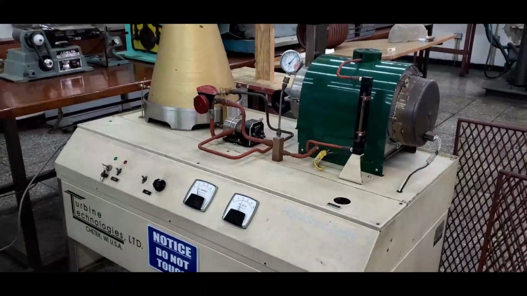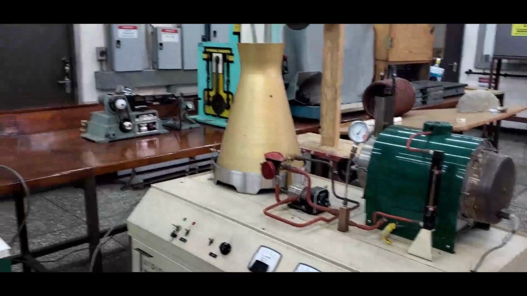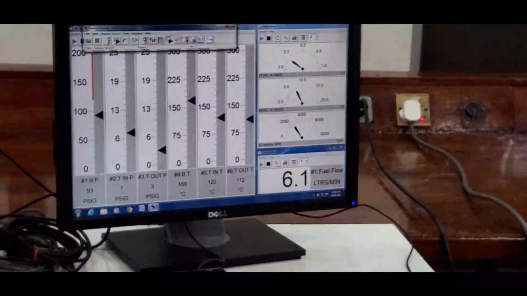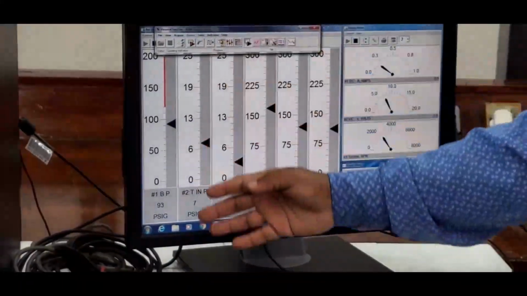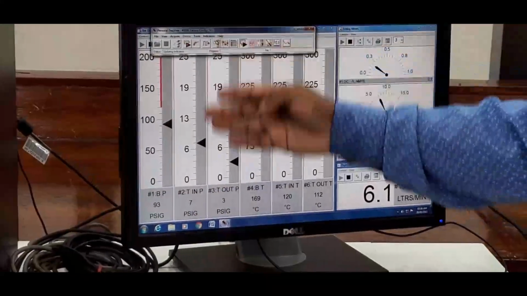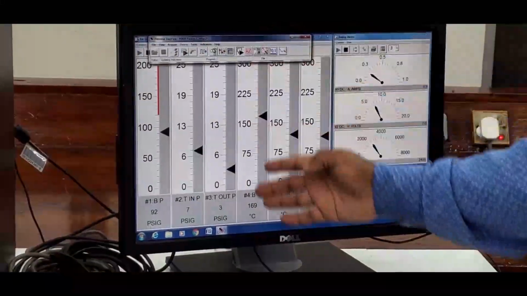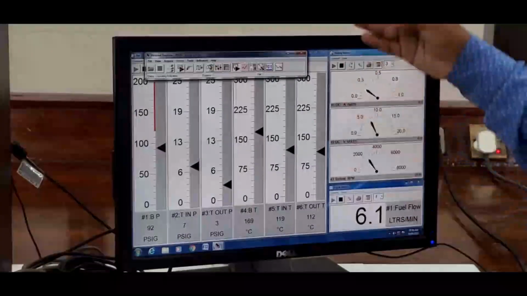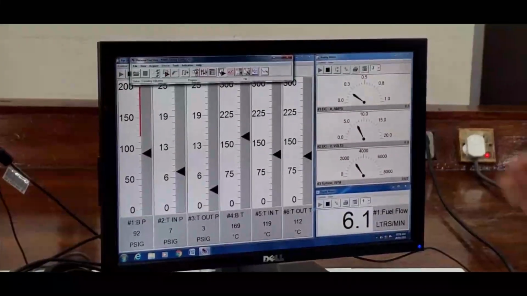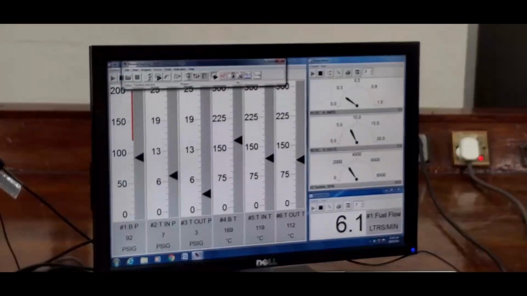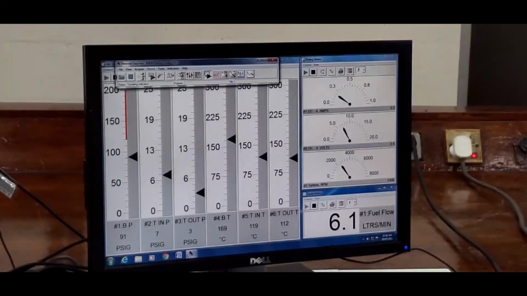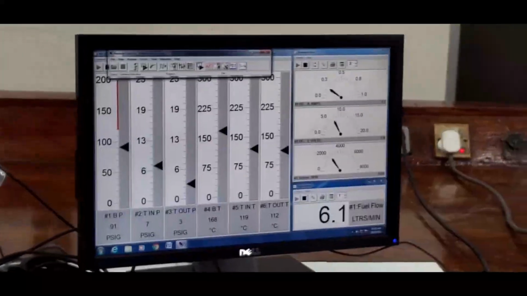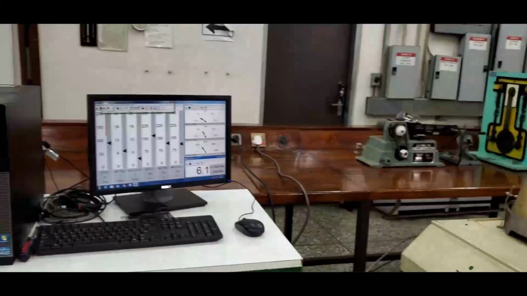So if you could direct our focus to the instrumentation software on the computer, you can see the various parameters: boiler pressure, turbine inlet pressure, turbine outlet pressure, boiler temperature, turbine inlet temperature, and turbine outlet temperature. We also have the ammeter displaying the current, the voltmeter displaying the voltage, as well as the flow rate meter. So these are the thermodynamic properties required for the lab.